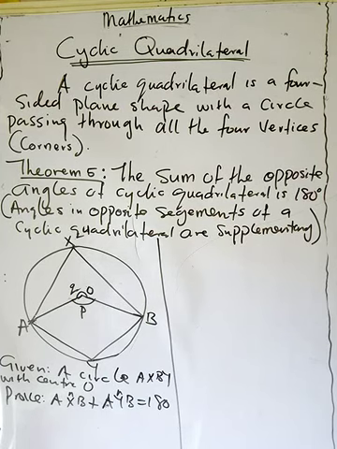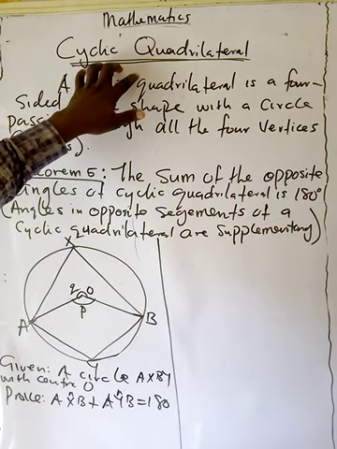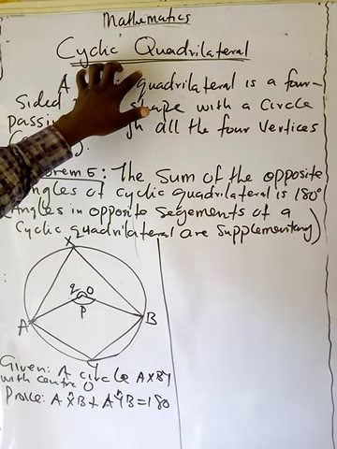So we continue from where we stopped. The other class, the other parts, we stopped at theorem 4. But here we want to go to theorem 5. But before we go to theorem 5, we need to explain some things here. That means theorem 5 is under cyclic quadrilateral.